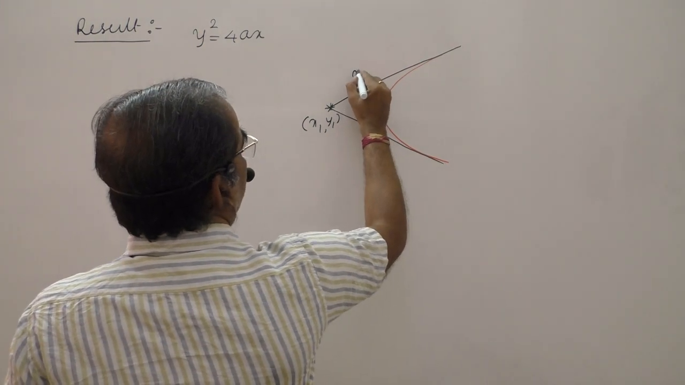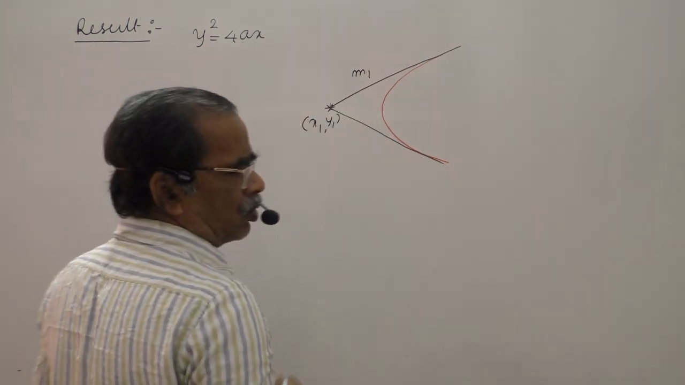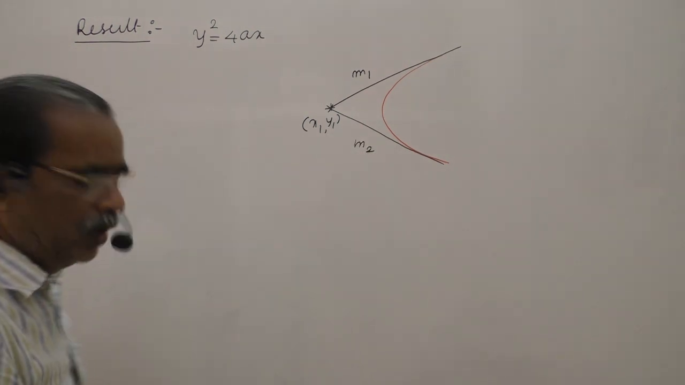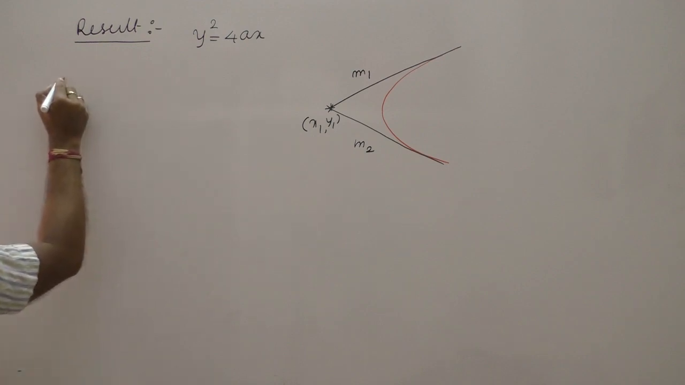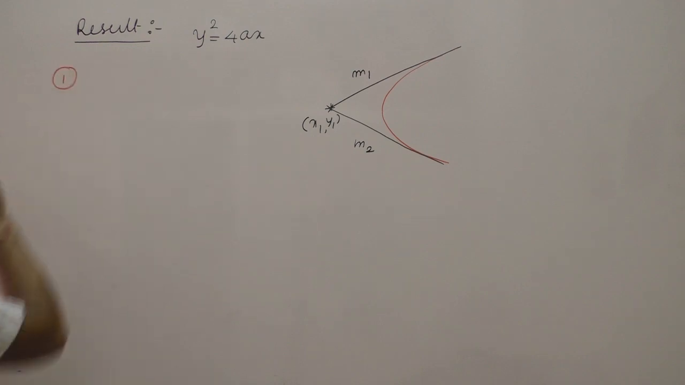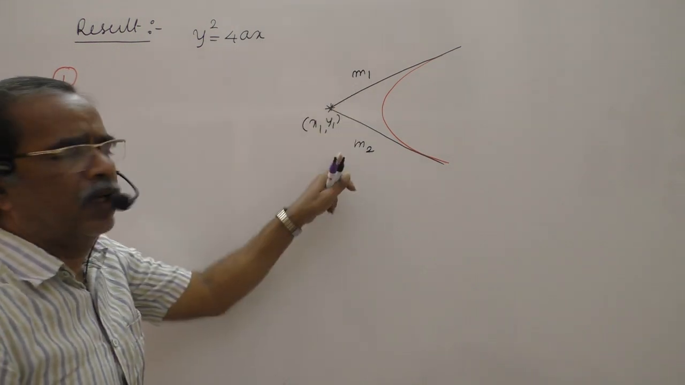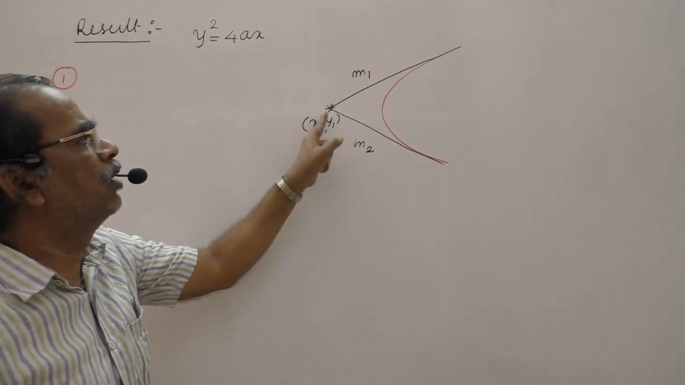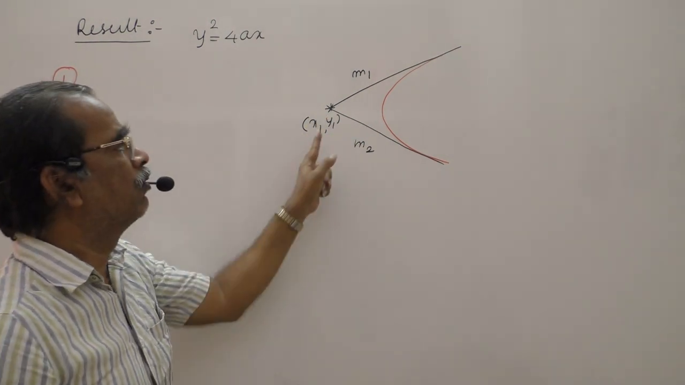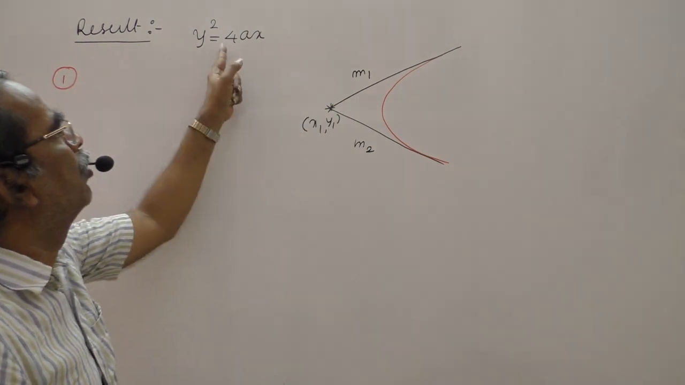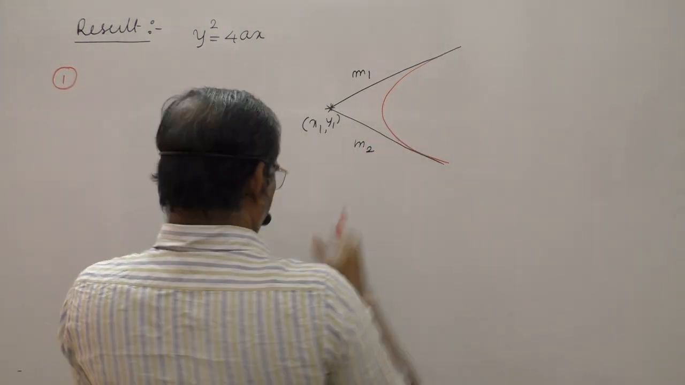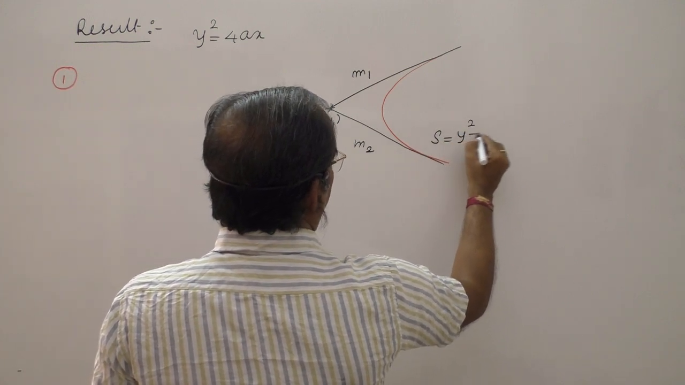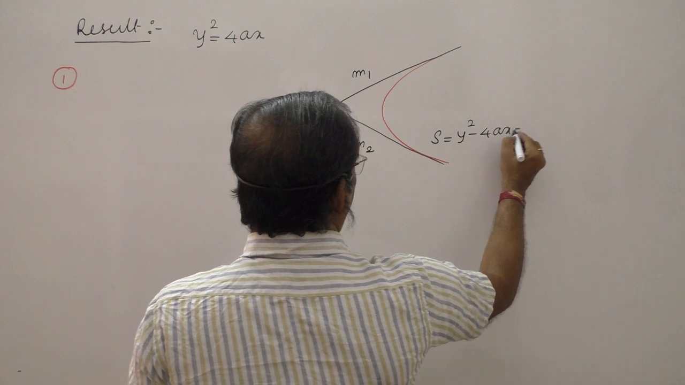Since they are lines, they will have slopes, no? Let the slope of the first line be m1 and the second line be m2. Then we have some beautiful properties. Point number 1. m1, m2 are the slopes of the tangents drawn from (x1, y1) to the parabola. The equation of the curve is y² = 4ax.